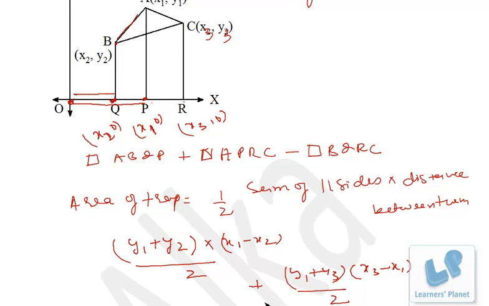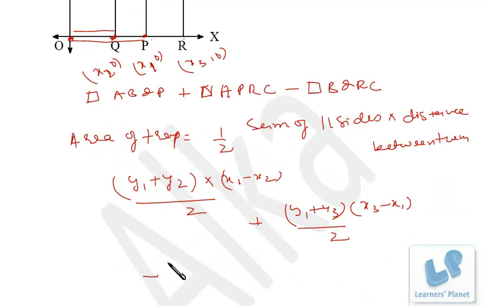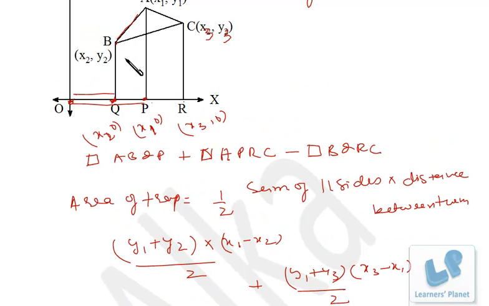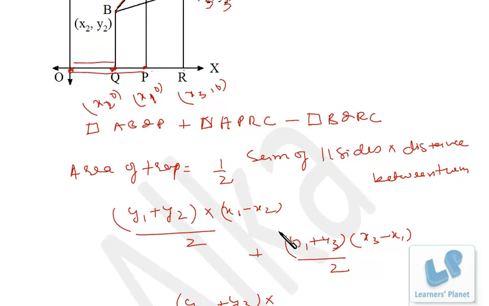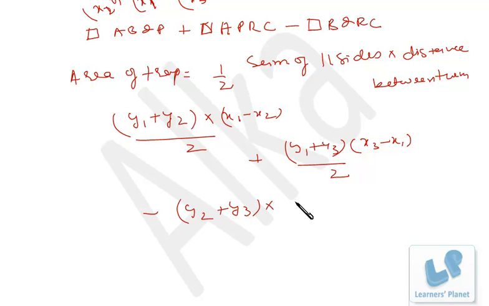This plus this minus the area of trapezium BQRC. Now what will be the area of trapezium BQRC? Sum of parallel sides, that means BQ plus RC. BQ is y2 and RC is y3, so that is y2 plus y3. Now the distance between them: this complete distance is x3 and this complete distance is x2, so that is x3 minus x2, by 2. Now this is the area of the triangle.